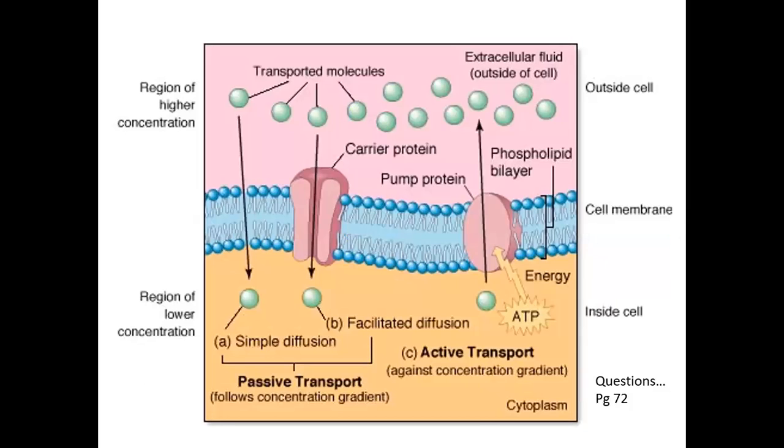So another quick overview. Again, we've got our transported molecules. They can get into our cells via passive transport, either through simple diffusion, diffusing straight through the phospholipid bilayer, or using facilitated diffusion, where they go through the carrier proteins. Or if they're going against the concentration gradient, we use active transport and they go through a protein pump, a protein channel, and energy is required, in this form ATP.